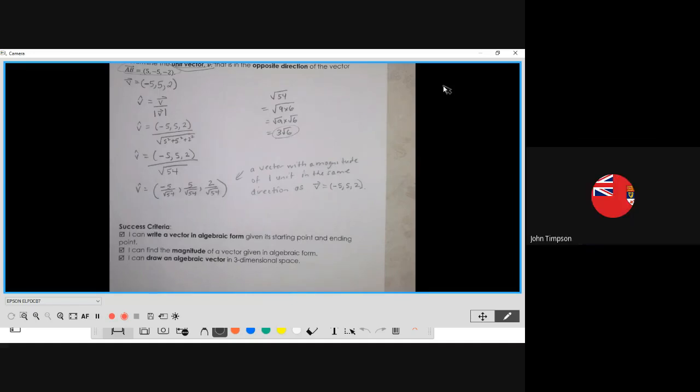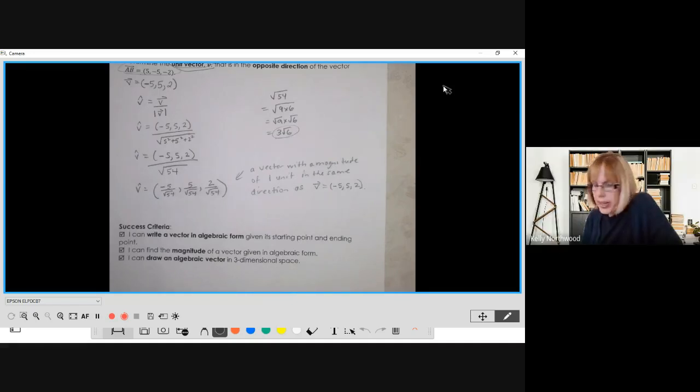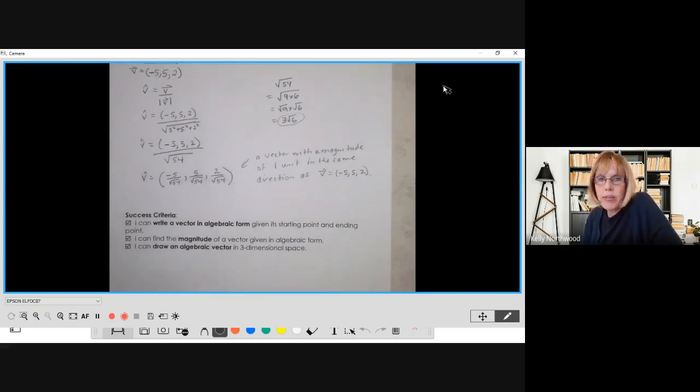Okay, so this morning, I hope that you were able to write a vector in algebraic form, so you know that ordered pair form, ordered triple form, how to write an algebraic vector given its starting point and end point. You can find the magnitude of a vector in either 2-space or 3-space algebraic vectors. And you can draw an algebraic vector, make it look like it's in 3-space by making it look like it exists in a box.